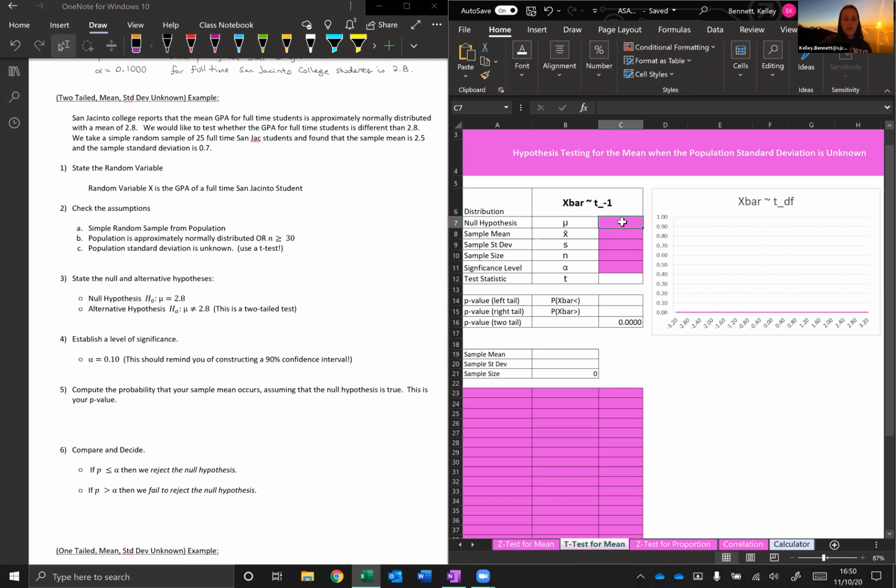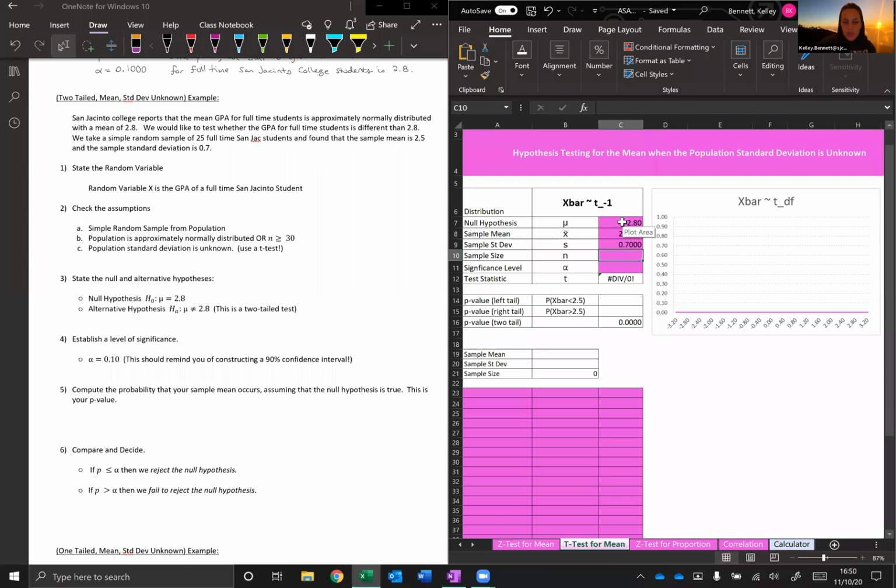Okay, so first we want to put in our mu, and our mu comes from our null hypothesis, right? So that's still 2.8. We want to put in our x bar, that comes from our sample. So let's see what it says. We take a simple random sample of 25 full-time Sanjak students and found that the sample mean is 2.5. Okay, 2.5. We need our sample standard deviation. And the sample standard deviation is 0.7. So 0.7.